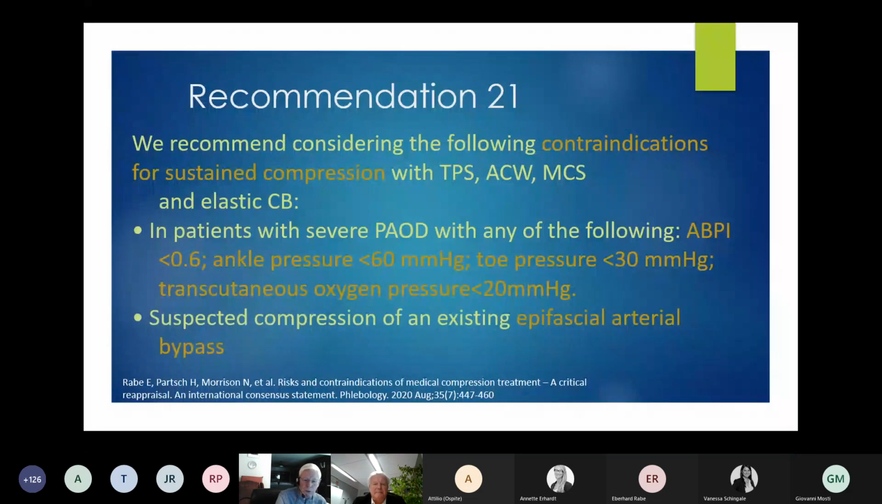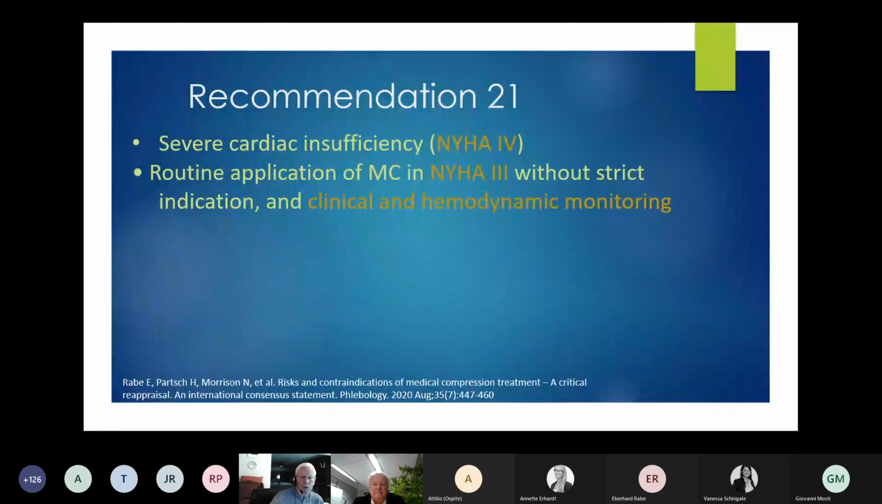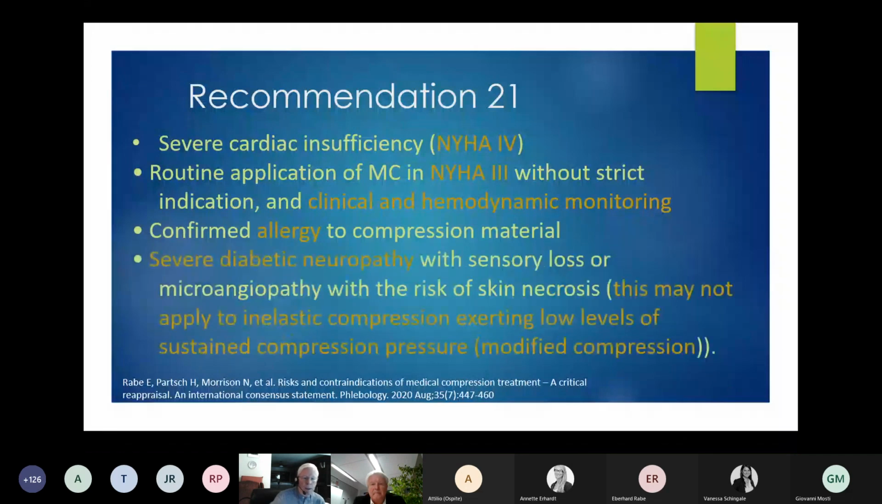If there's a suspected compression of an existing epifascial arterial bypass in the lower extremity, that is another contraindication. Severe stage 4 congestive heart failure is a contraindication, and so is routine application in patients with stage 3 congestive heart failure, unless they can be clinically and hemodynamically monitored. A confirmed allergy to compression material is also a contraindication, and in severe diabetic neuropathy patients with sensory loss, it may not apply to inelastic compression exerting low levels of sustained compression.